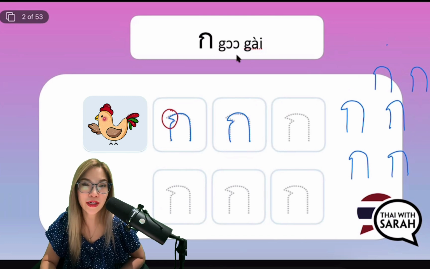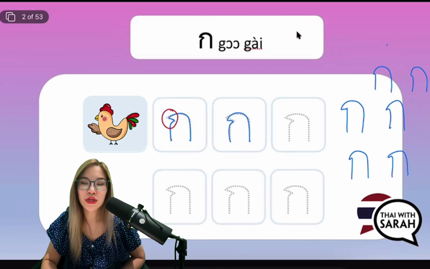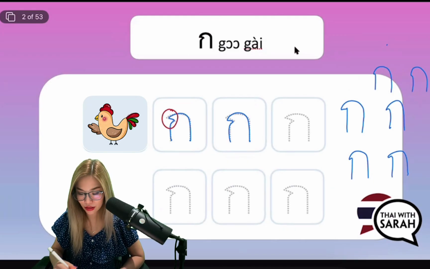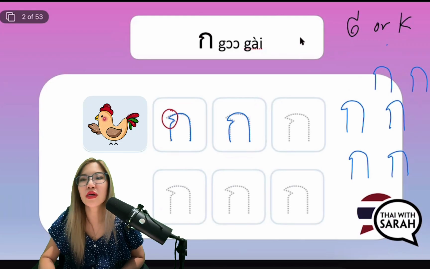Now let's talk about the sound of ga gai here. A lot of people ask me, is it G or K? When I talk about G, I mean the voiced sound G like g, g. And when I talk about K, I mean the sound as in the word king, k, k. So let's put it out here. G or K?